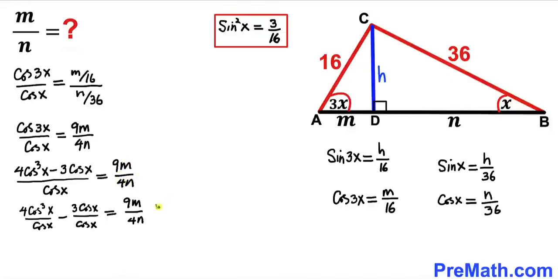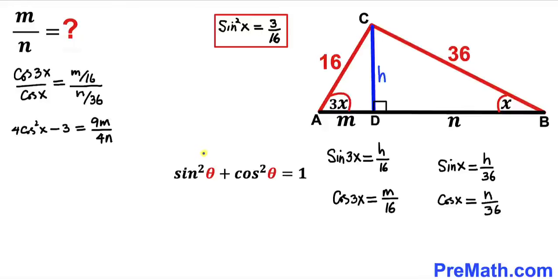And now in this next step I have split this left hand side into two partial fractions. And now in the next step on the left hand side, cosine power 3 divided by cosine is going to give us cosine square of x, and here cosine of x and cosine of x is gone, so therefore we are just ended up with 3 on the left hand side.